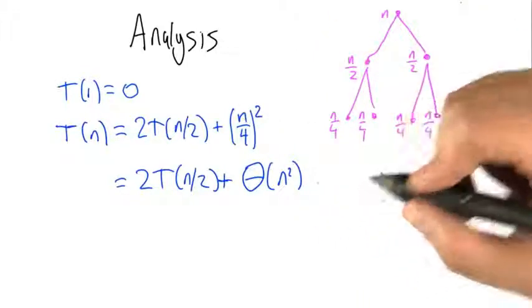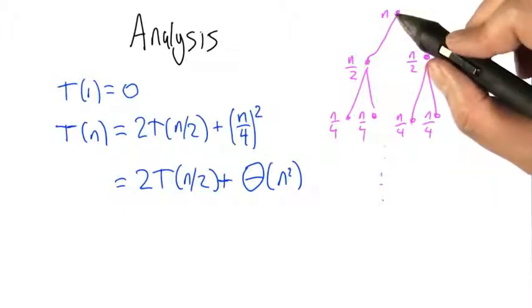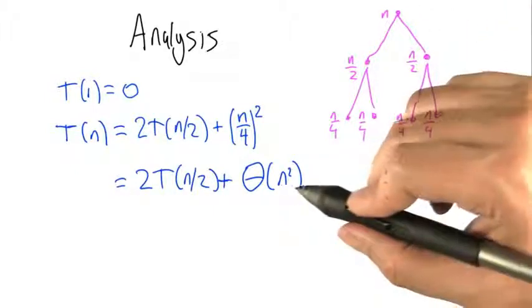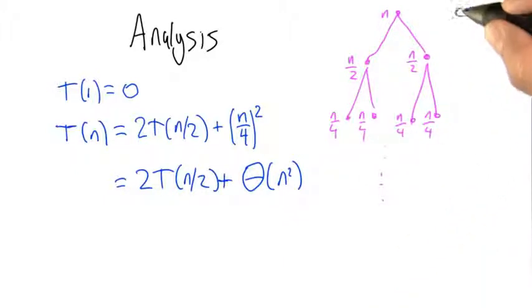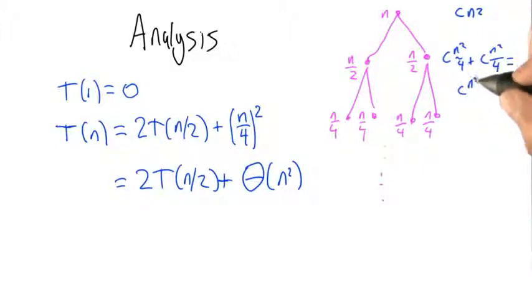All right, let's take a look at what happens in this same kind of tree structure as before, where the amount of edges that we add at each of these levels is some big theta of n squared. So at the top level, it's going to be c n squared. The next level down, it's going to be c (n over 2) squared, which is n squared over 4, same thing twice, which is c n squared over 2.